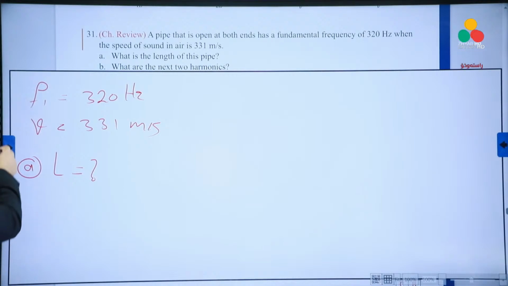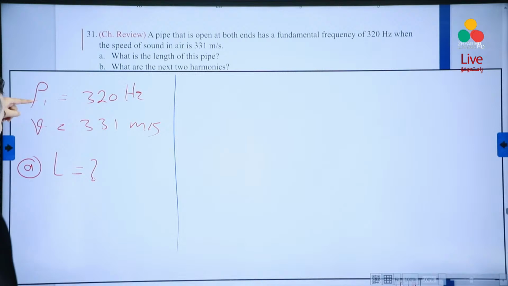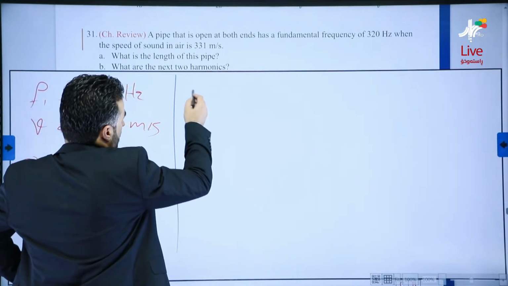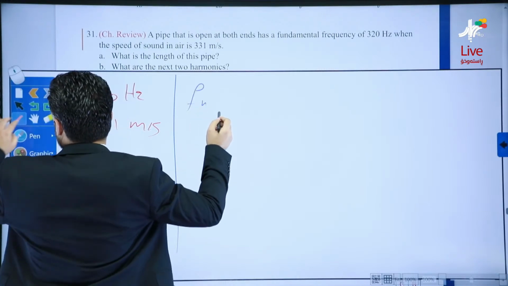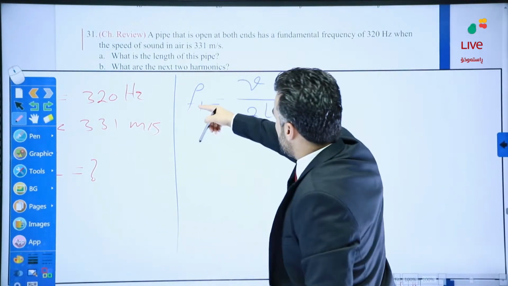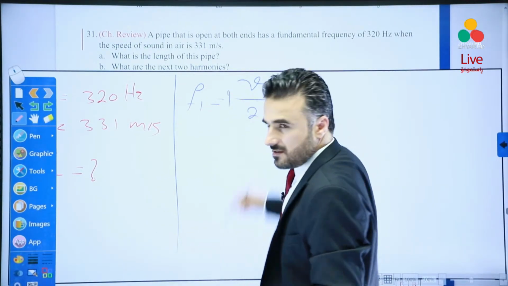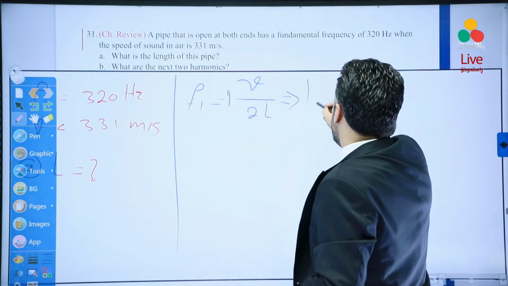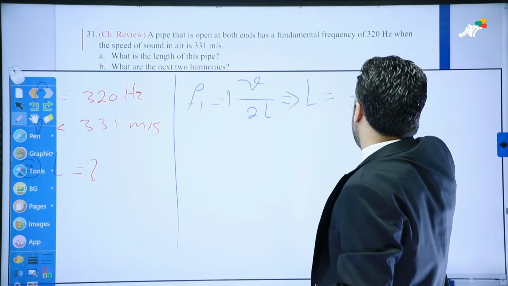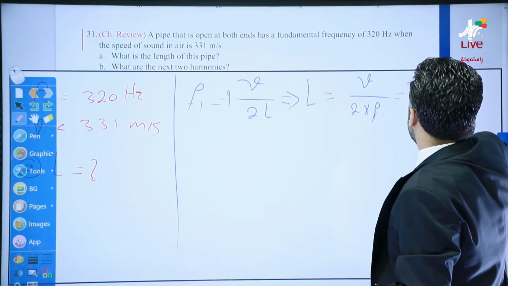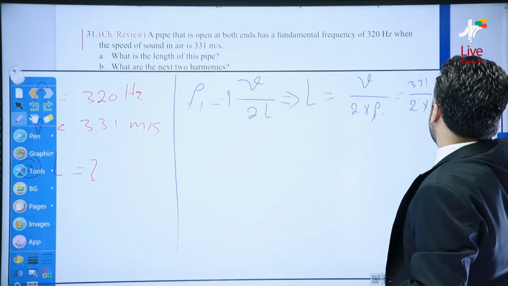Let's change the color to blue. In order to find the length here, we have the fundamental and the speed, so you can easily find the length. Let's write the equation here. The fundamental frequency F1 equals V over 2L. Since it is the first one, you can write 1 here, but 1 times this changes nothing. So can I swap L and frequency because we want to find the length? So length equals speed divided by 2 times the fundamental frequency. So speed is 331 meters per second, 2 times 320.